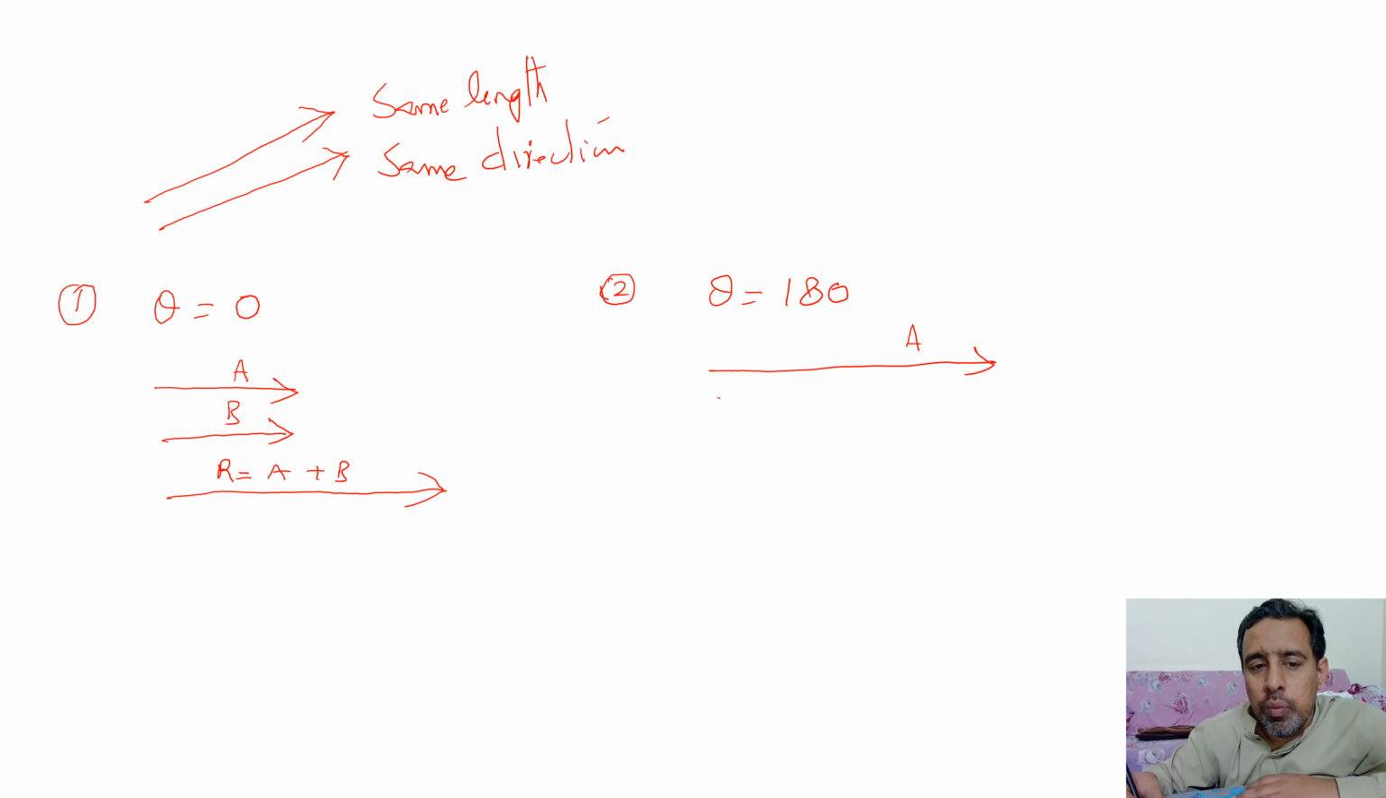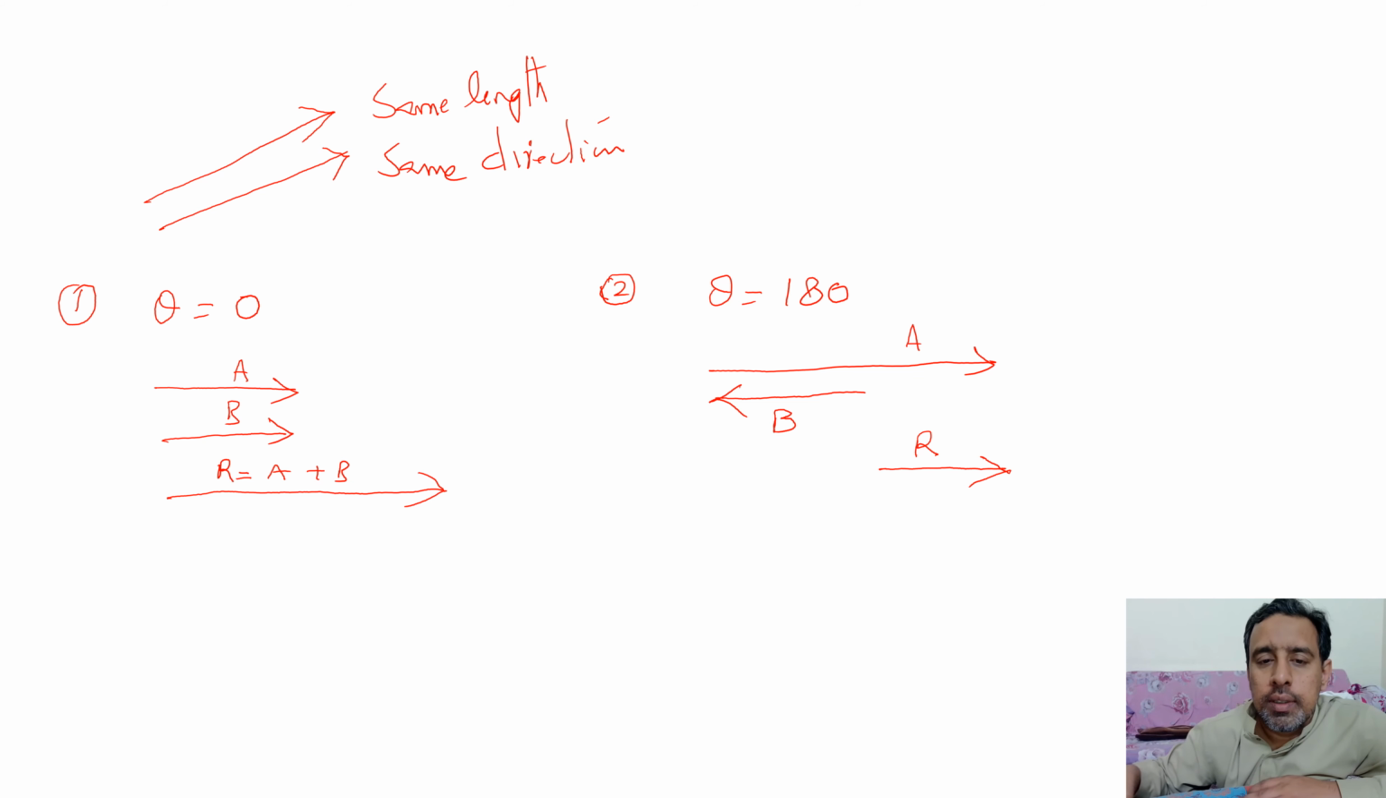But if the angle between the two vectors is 180 degree, means the vector A is in this way and the vector B is in this way, the resultant vector is in fact the subtraction, because of the difference between these two vectors. For example, if this vector is say 10 Newton and this vector is 4 Newton, then the answer is 6 Newton and the direction of this resultant is towards the bigger vector. These are the simple things.